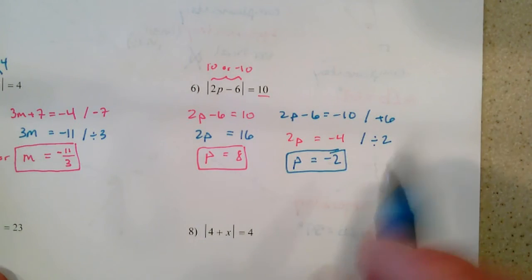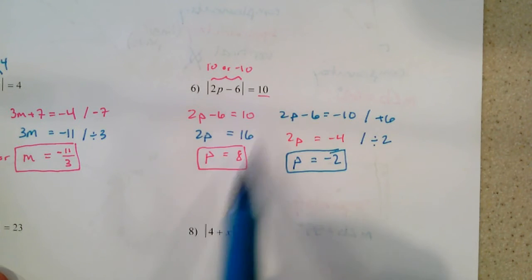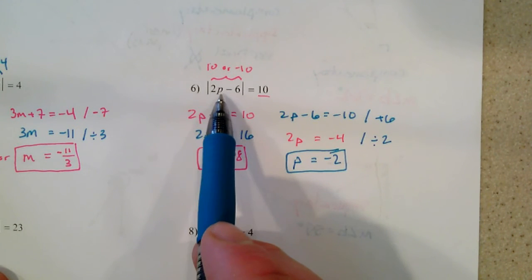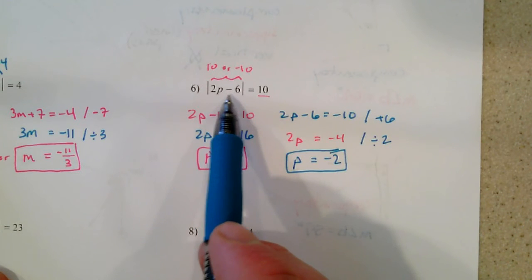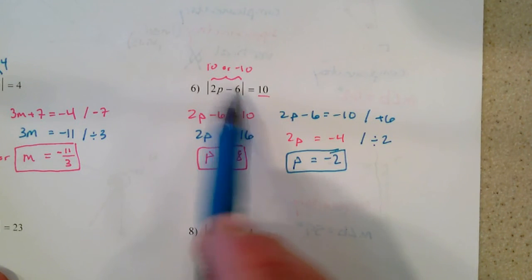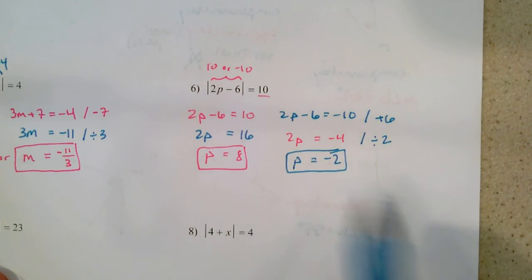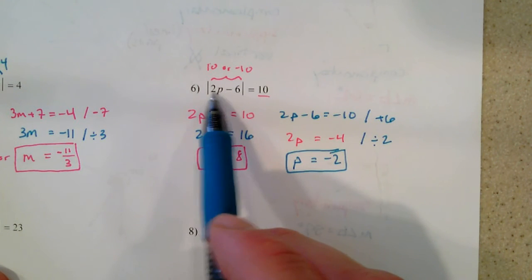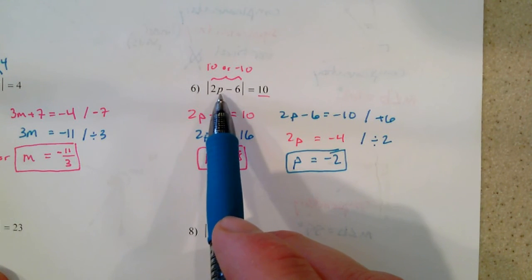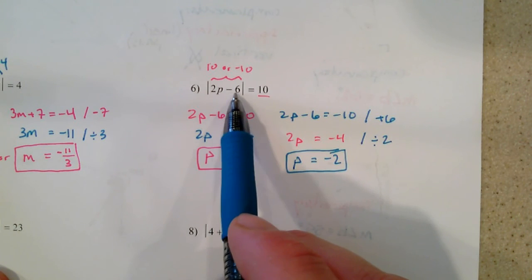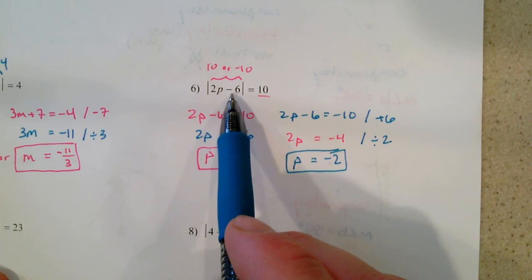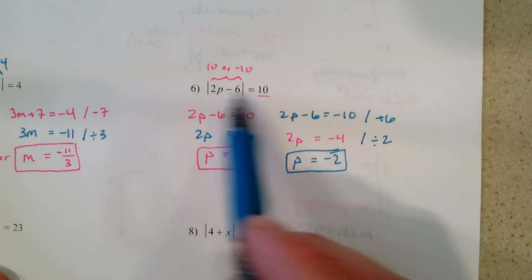We can go back and pretty easily check both of these two answers. If p is 8, we get 2 times 8 is 16, minus 6 is 10, and the absolute value of 10 is 10. Or negative 2, 2 times negative 2 is negative 4, minus 6 is negative 10, and the absolute value of negative 10 is also 10.